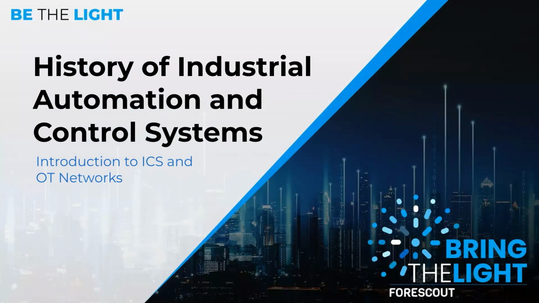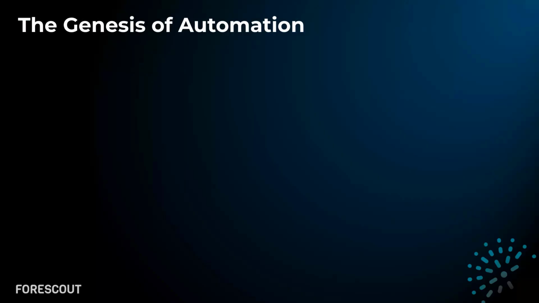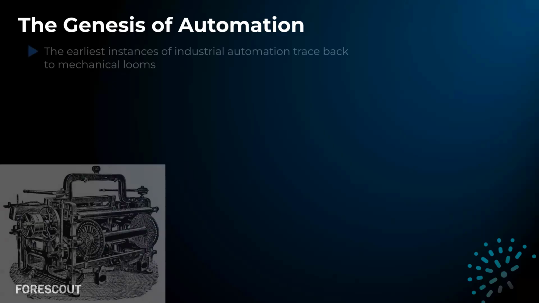In Lesson 1, we'll cover a brief history of industrial automation and control systems. Industrial automation and control systems have revolutionized manufacturing goods and the management of processes. From rudimentary mechanical contraptions to the interconnected systems that choreograph modern production lines, the evolution of these systems is a testament to human ingenuity and the relentless pursuit of efficiency.